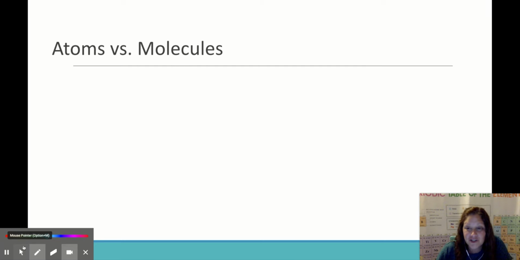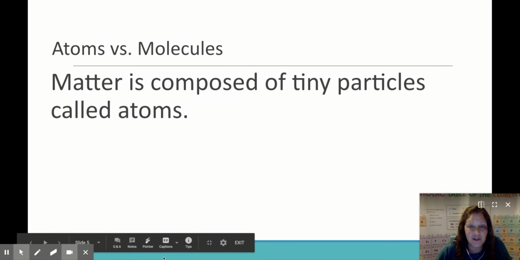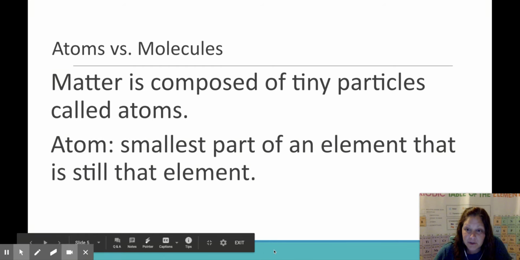So in order to start to talk about this, we will talk about atoms versus molecules. And we know that matter is composed of tiny particles called atoms. And an atom is the smallest part of an element that is still that element.